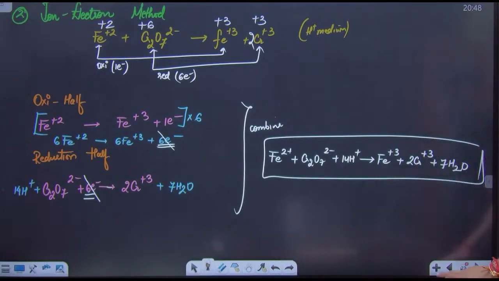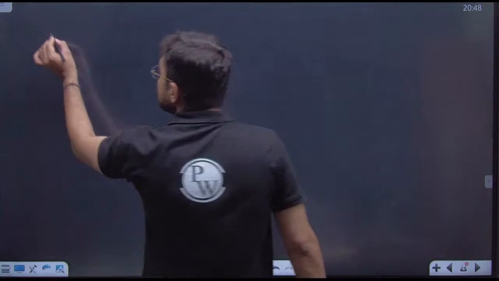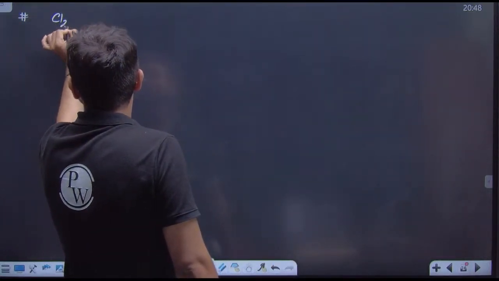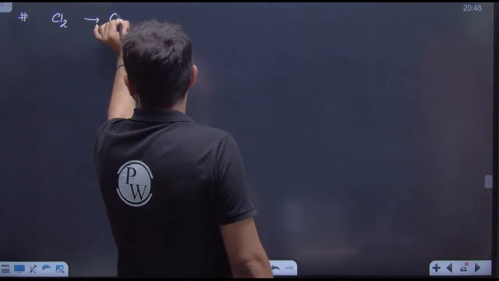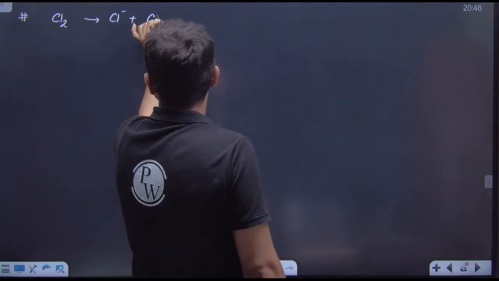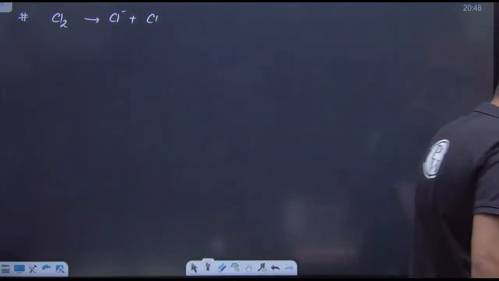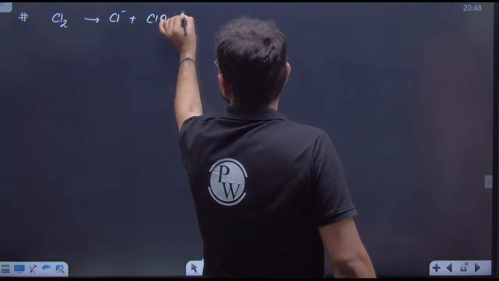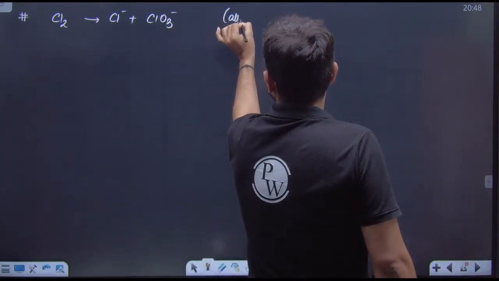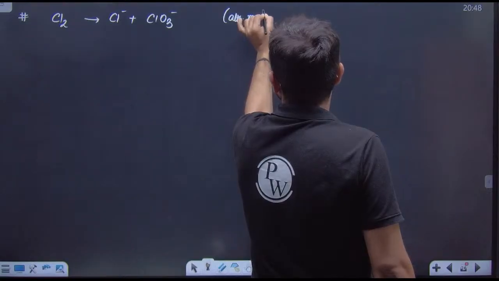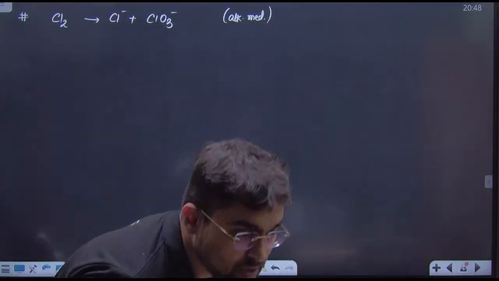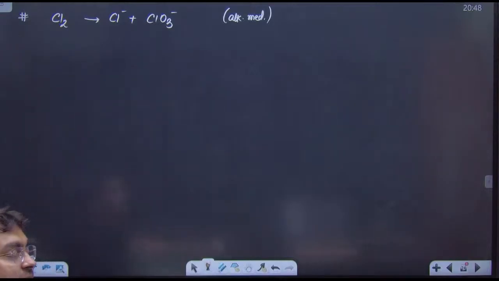Now let's see one more example, that is Cl2 is getting converted into Cl negative plus ClO3 negative. Yes, that is a very common question, I have memorized it by now. But this is taking place in alkaline medium. Now solve it by yourself. Try it guys by the ion electron method. Split everything in two halves. Then try to solve it.